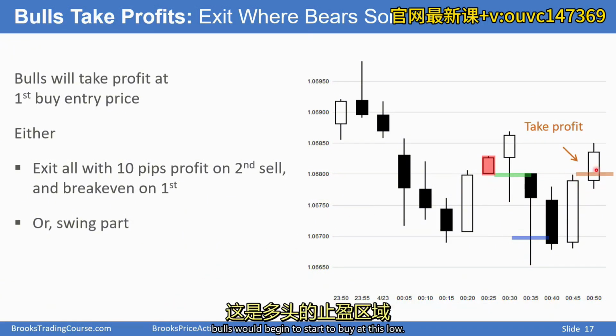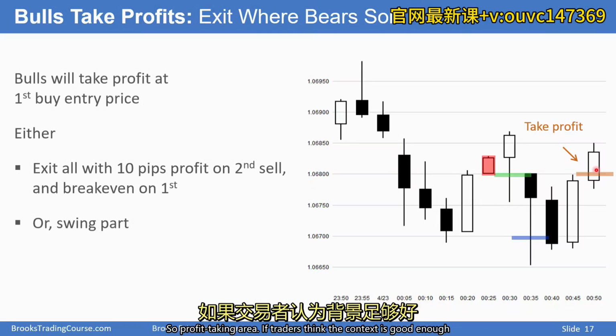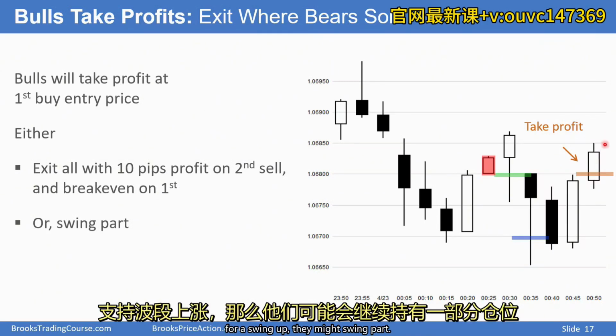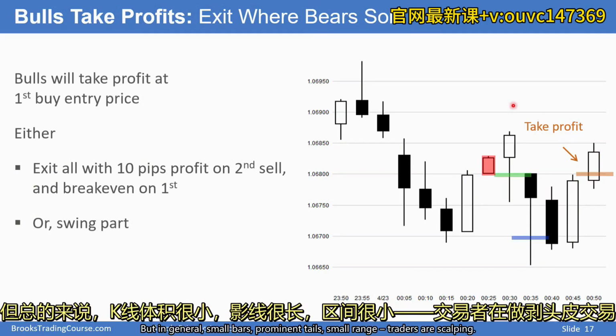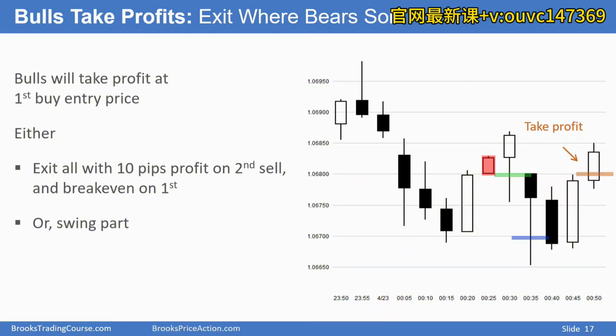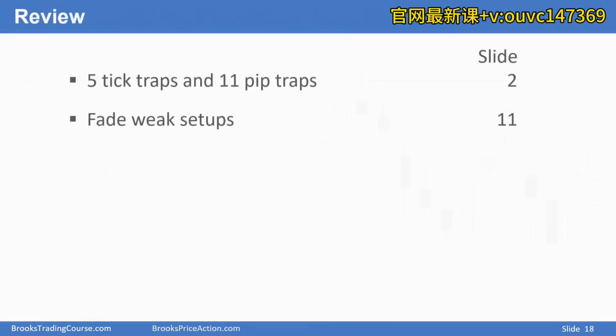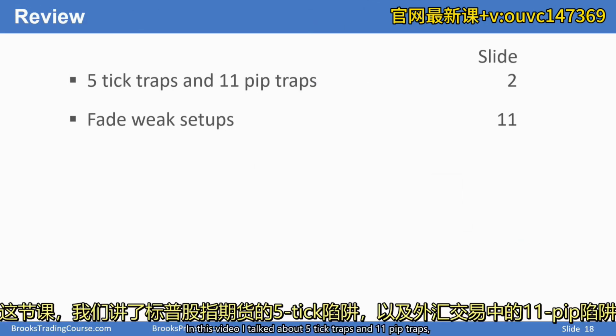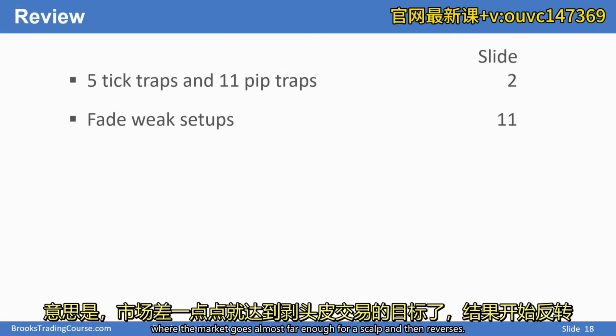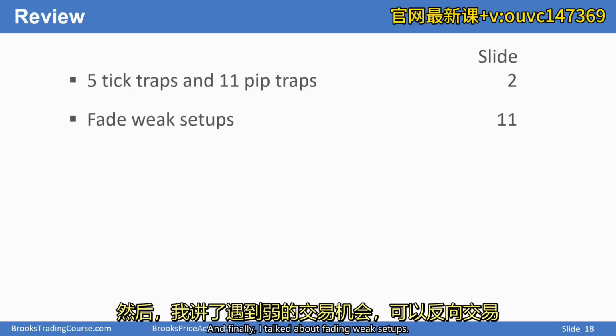So that is a profit-taking area. If traders think the context is good enough for a swing up, they might swing part. But in general, with small bars, prominent tails, and a small range, traders are scalping. In this video, I talked about 5 tick traps and 11 pip traps, where the market goes almost far enough for a scalp and then reverses. And finally, I talked about fading weak setups.